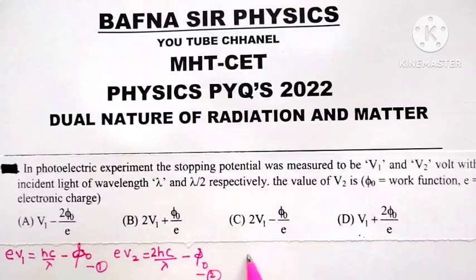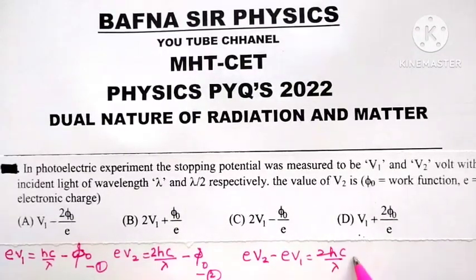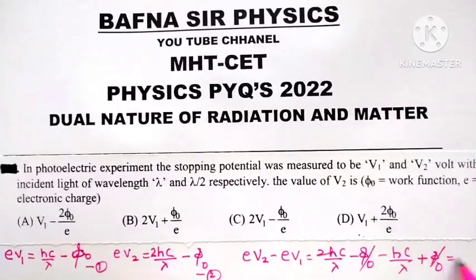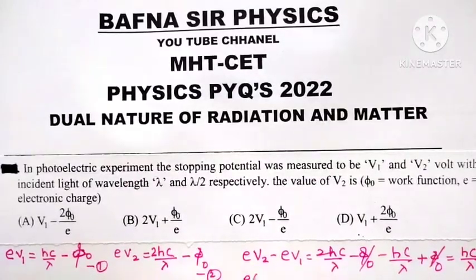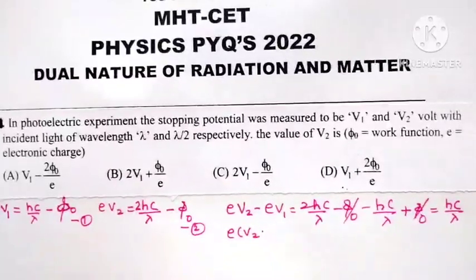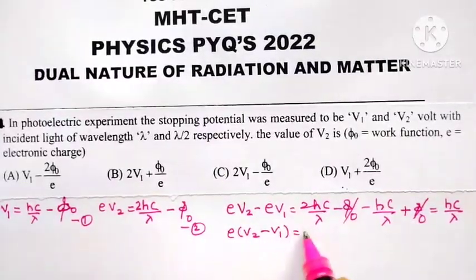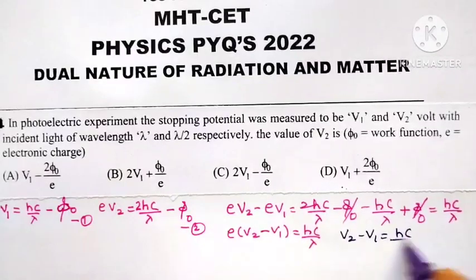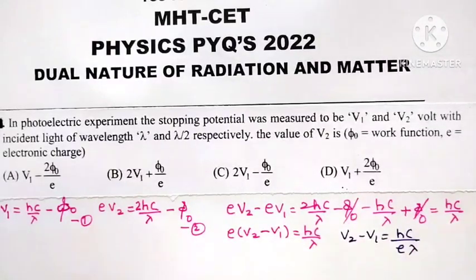So, by equation 2 minus equation 1, what can we write? eV2 minus eV1 is equal to 2hc divided by lambda minus phi 0, minus hc divided by lambda, and minus of minus becomes plus phi 0. This phi 0 gets cancelled and we are left with hc divided by lambda. Here e can be taken as common, so in the bracket it is V2 minus V1, equal to hc divided by lambda, or we can say V2 minus V1 is equal to hc divided by e lambda.